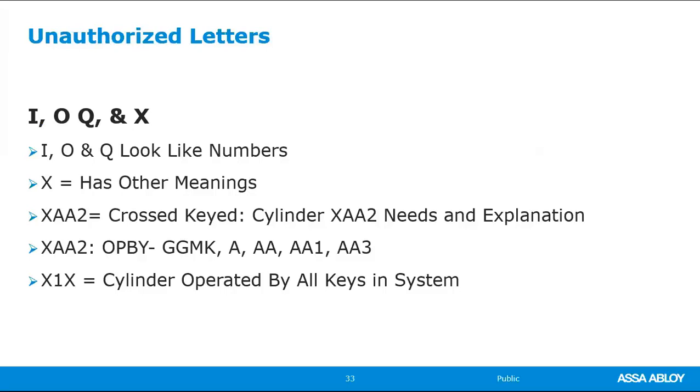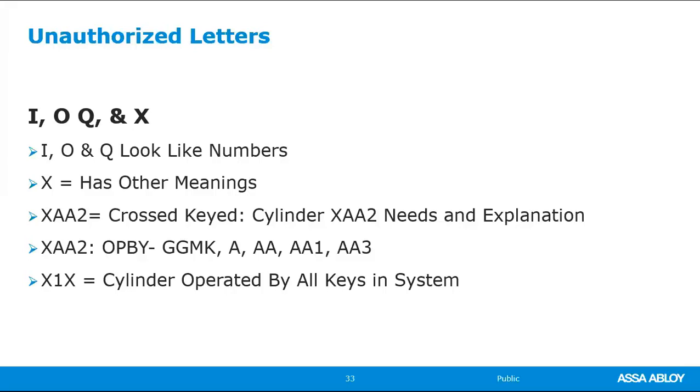Now, we have some unauthorized letters that you don't use in Masterkeying. Letters I, O, Q, and X. We don't use I, O, and Q because they look like numbers. It would be confusing. We don't use X because X has other meanings. If I put XAA2 on how I want a cylinder keyed, the factory's going to say, oh, he wants that cross key, meaning he wants keys that are not supposed to work the lock to work it.